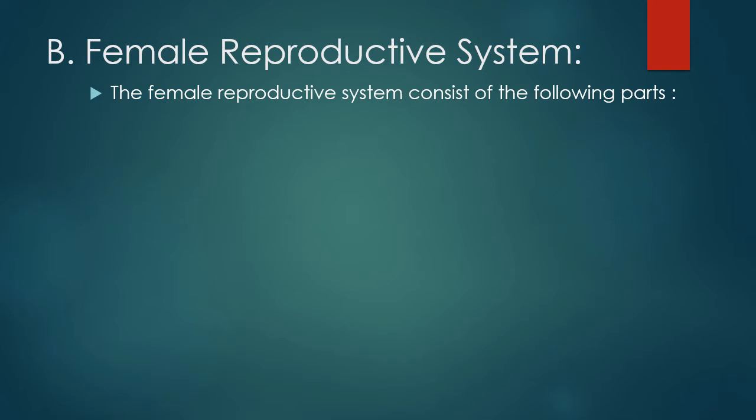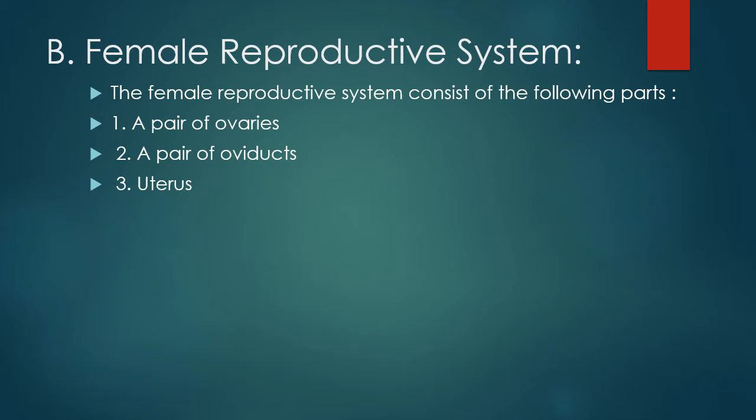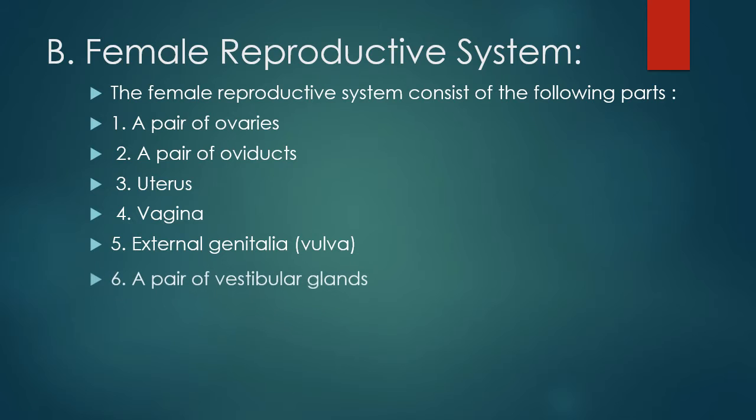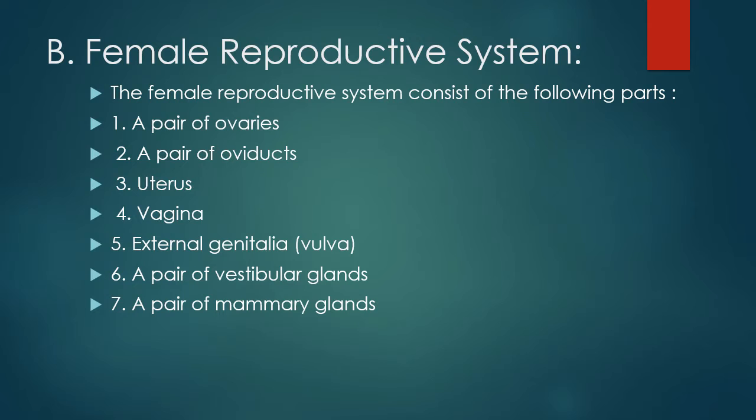Female reproductive system. The female reproductive system consists of the following parts. First, a pair of ovaries. Second, a pair of oviducts. Third, uterus. Fourth, vagina. Fifth, external genitalia, vulva. Sixth, a pair of vestibular glands. Seventh, a pair of mammary glands.